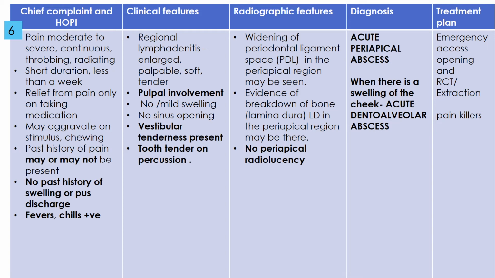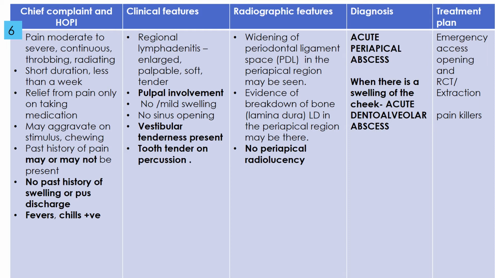Moving on, the patient now has come to a phase of pain which is moderate, severe, or continuous, could be throbbing or radiating. The pain could be short duration, less than a week, if we are talking about acute periapical abscess. Generally, the relief from pain is only on taking medication. It may aggravate on stimulus and chewing, and there is past history of pain which may or may not be present, and there's no past history of swelling or past discharge.